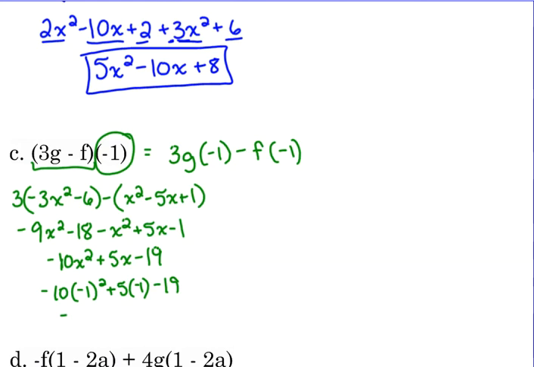So we get -10 minus 5 minus 19. I don't care what the calculator tells you, -1 squared is +1. If you don't put it in the calculator with parentheses, then it's going to tell you it's -1, but it's supposed to be +1. So this is -34? So that's one way to get that answer.